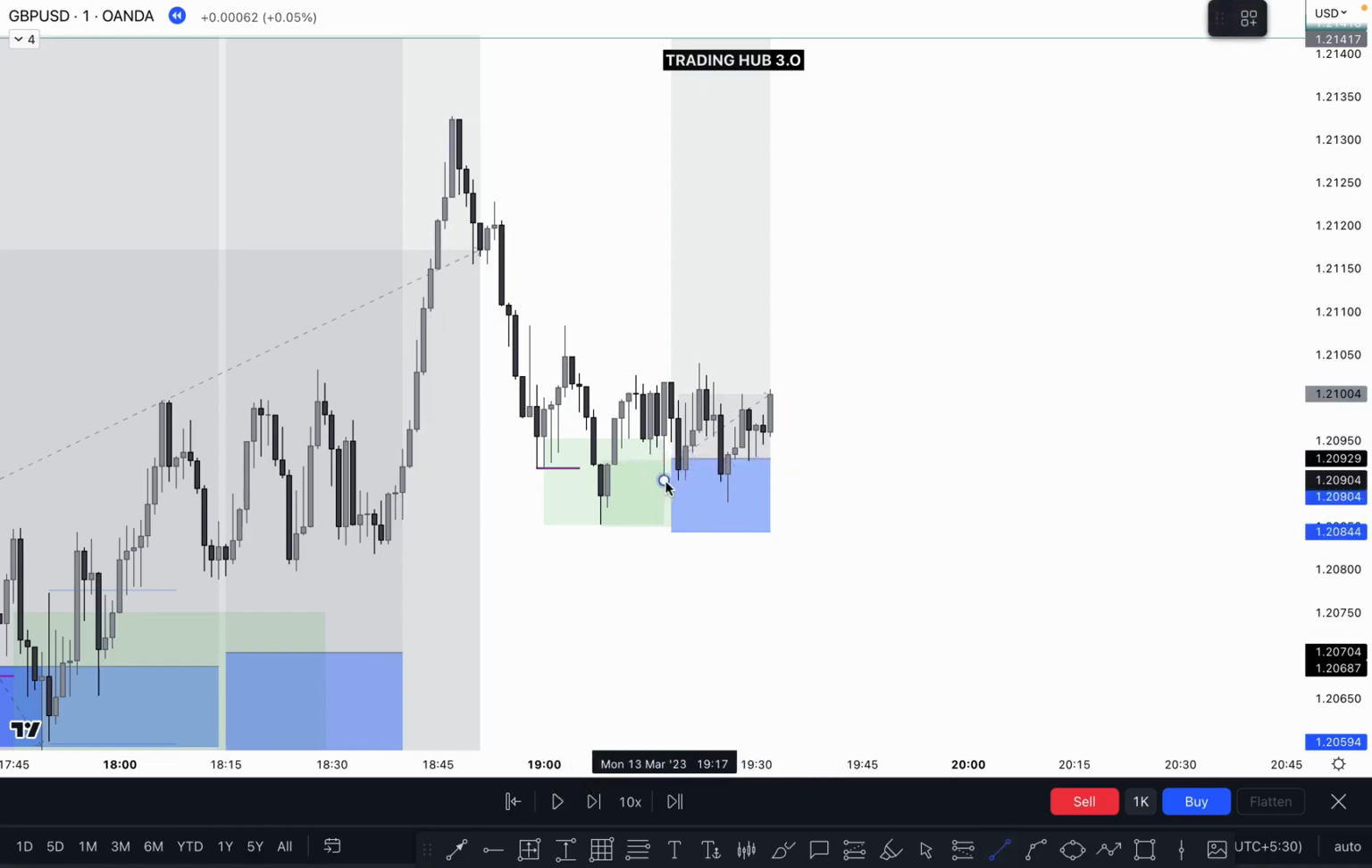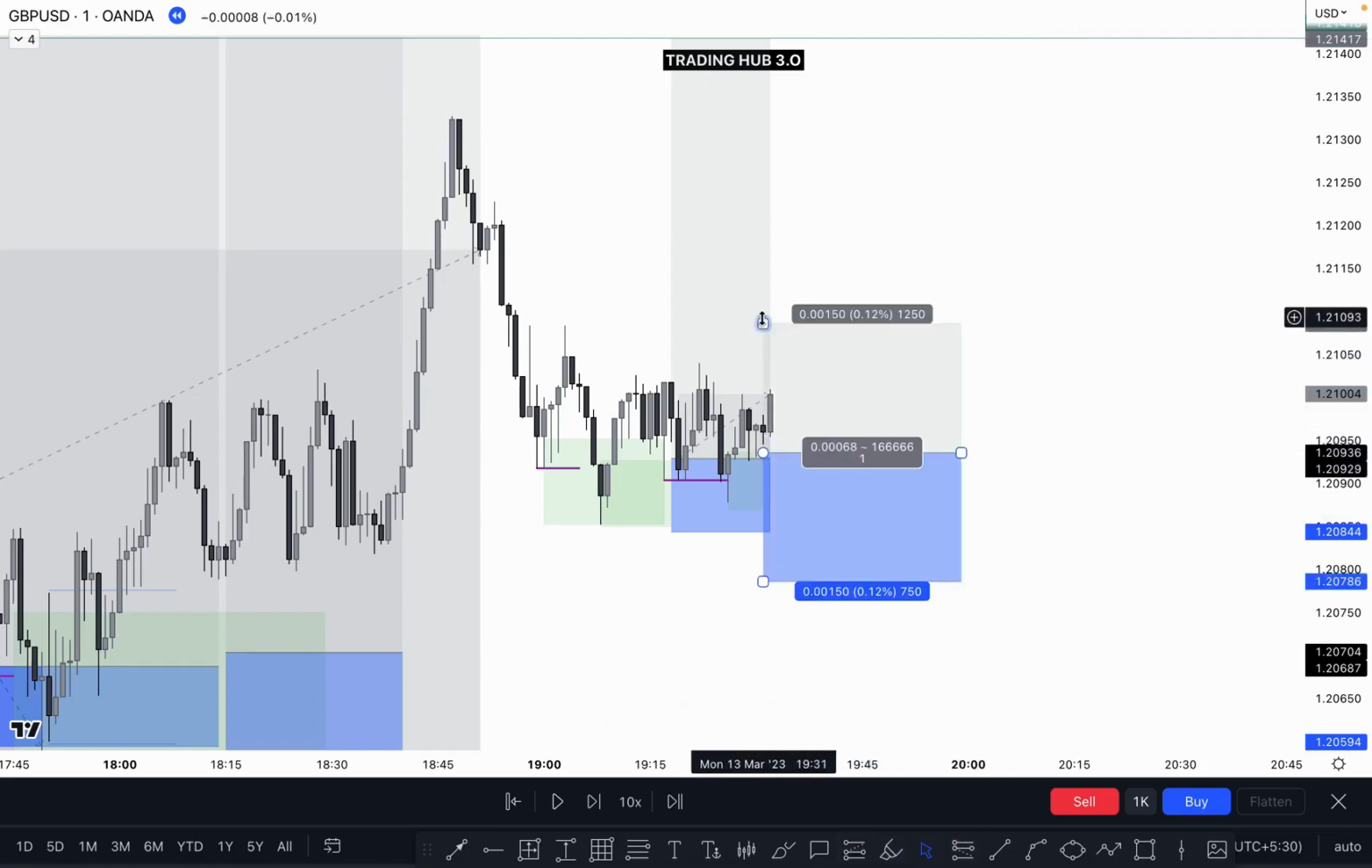Press tap here and then you have to wait for it to take out the liquidity, and again the single candle order block is here, right? You can also buy here. This is also a possible entry here.